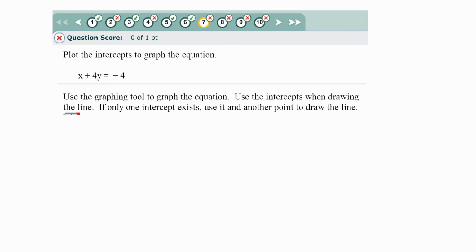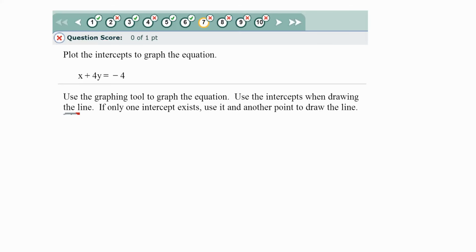Okay, so in this video we're going to talk about how to graph an equation by plotting the intercepts. Remember, whenever we graph a linear equation, the graph is a line. And in order to graph a line, you need 2 points, and then you draw a line through those 2 points.